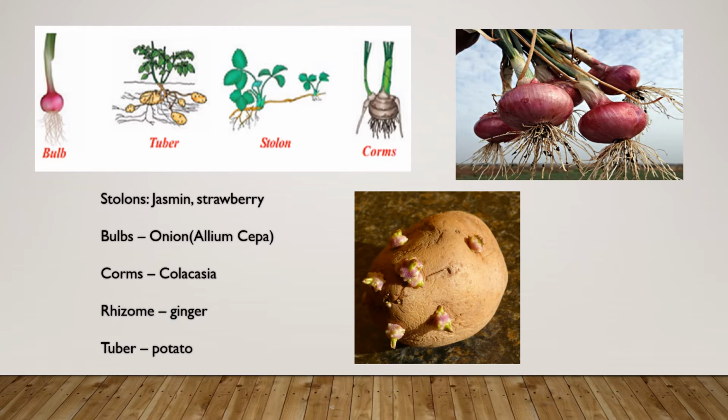Children, do you like potato? Yes, all of the children like potato because it is very tasty, no? In this potato, we can observe small eyes. These eyes have the propagating ability. If you cut these eyes and put them in the soil, they will grow as a new plant. So the potato has eyes to propagate. This is called a tuber.